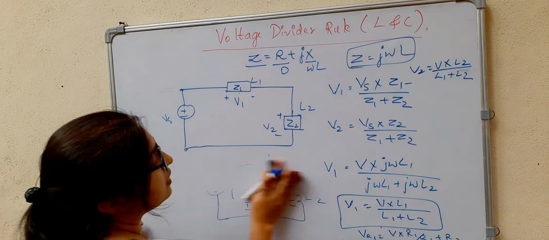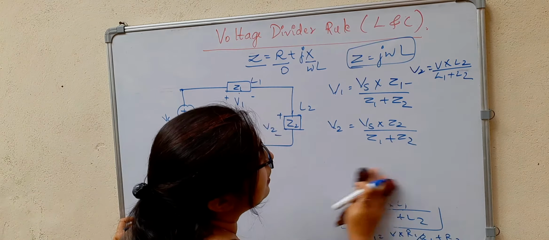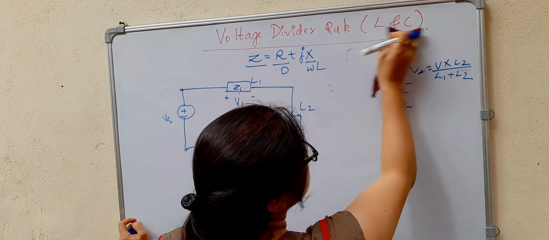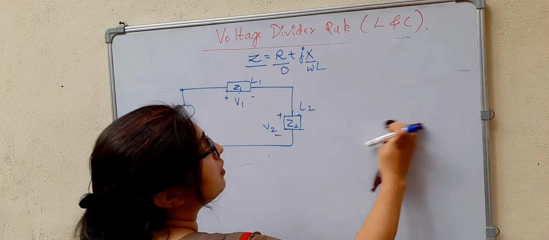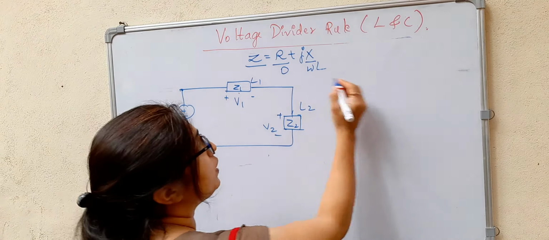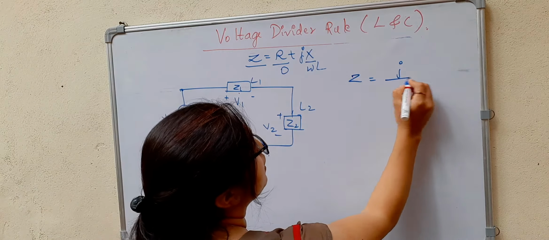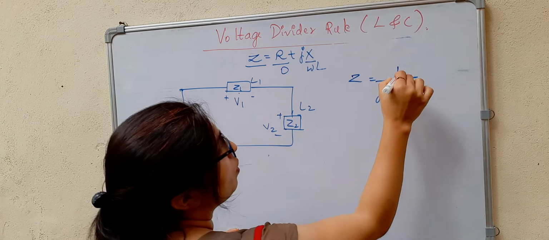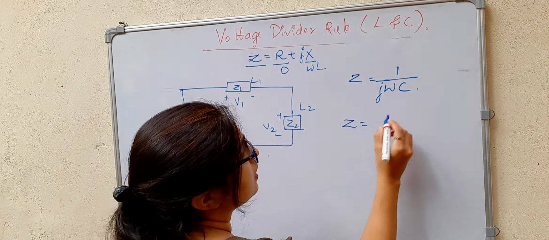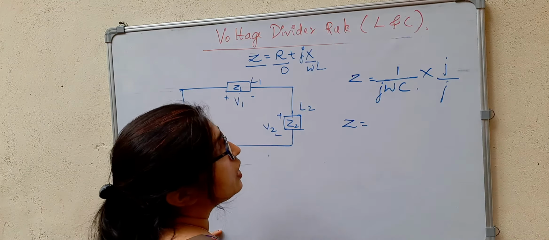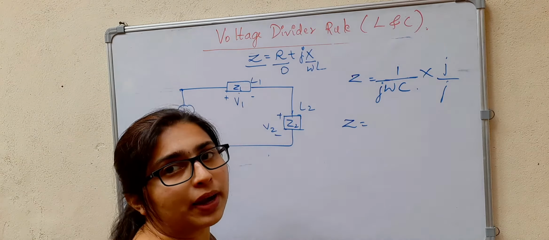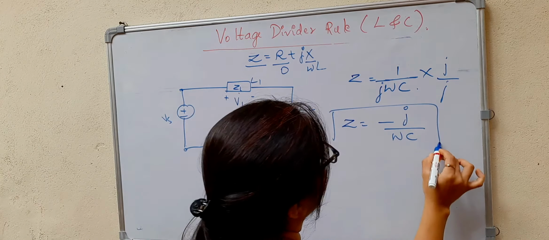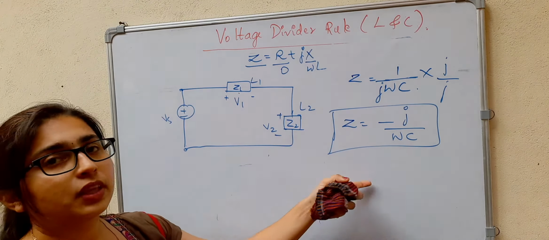So now let us consider the capacitors. What is the impedance of the capacitor? That is also purely imaginary because the resistance of the pure capacitor, that is equal to 0. So R is equal to 0. So Z is equal to 1 by J omega C. Or we can also multiply this by J divided by J. So J square will be equal to minus 1. So minus J divided by omega C will be your impedance for the capacitor.